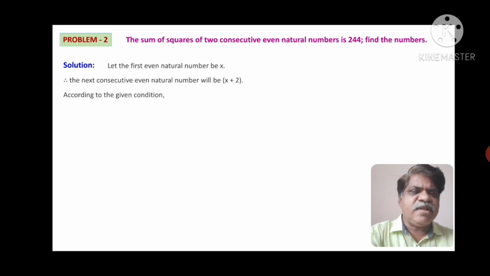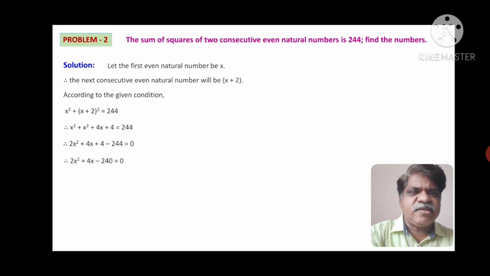According to the given condition in the problem, we can write x square plus bracket x plus 2 whole square is equal to 244. This sum they have given. Therefore, we wrote it like this. Now we will expand the bracket: x square plus x square plus 4x plus 4 is equal to 244. Now 2x square plus 4x plus 4 minus 244 is equal to 0. Therefore, 2x square plus 4x minus 240 is equal to 0. Now divide both sides by 2. You will get x square plus 2x minus 120 is equal to 0.